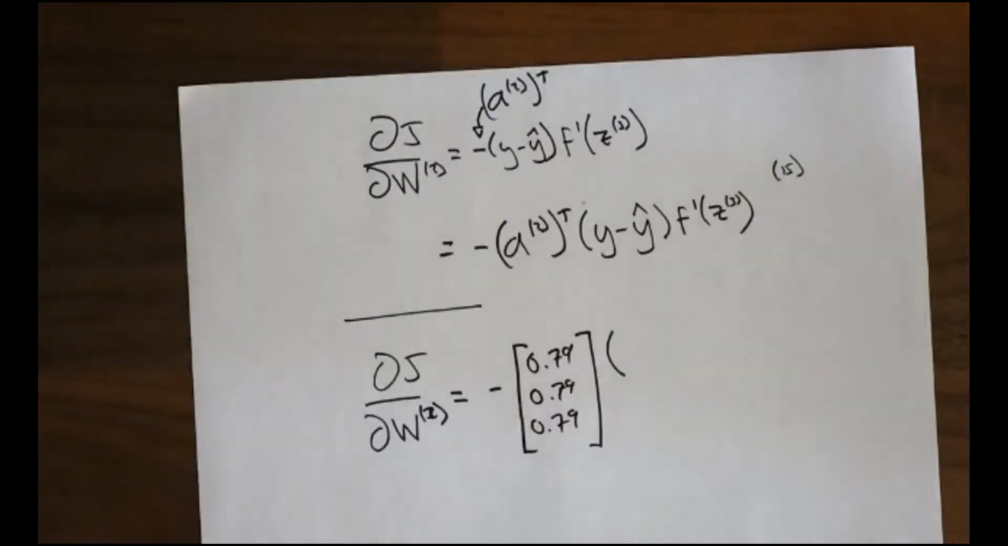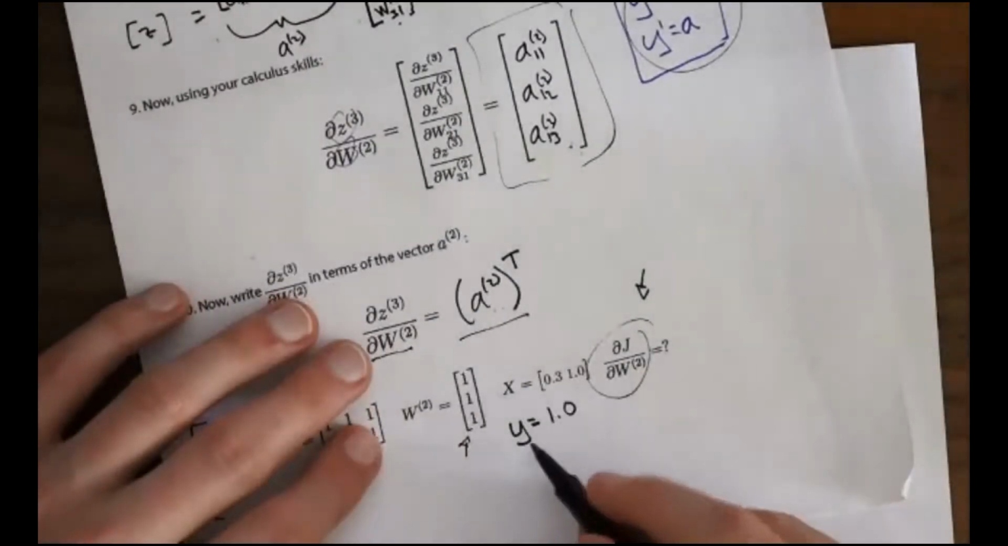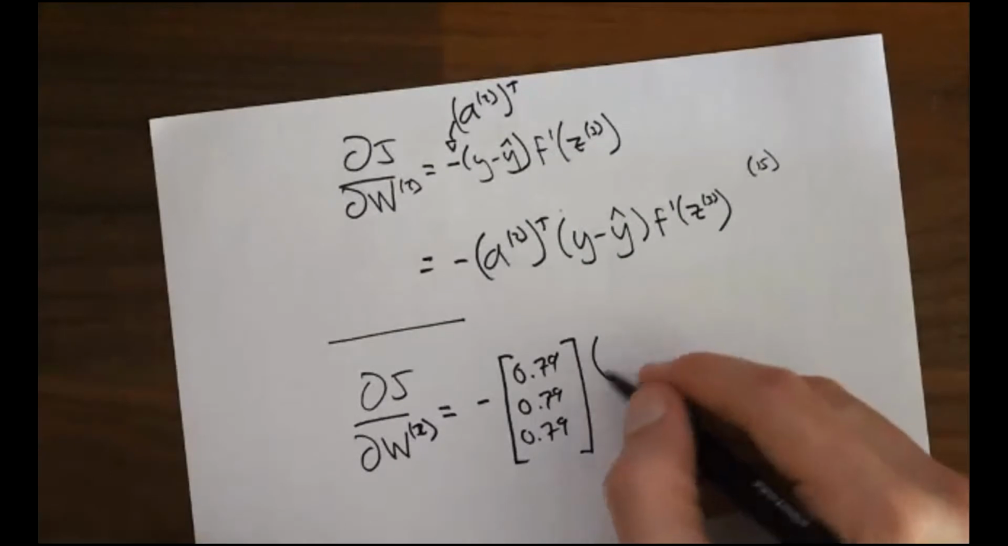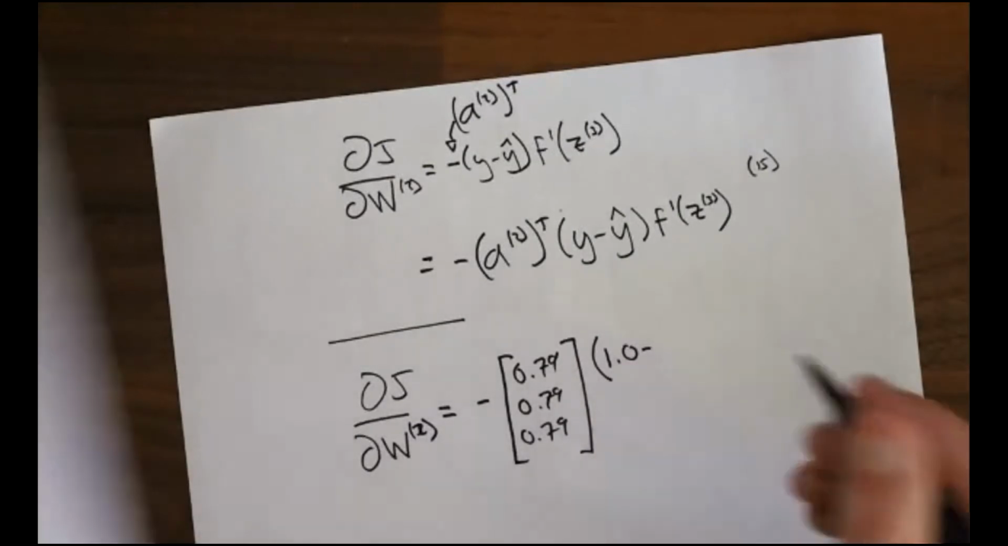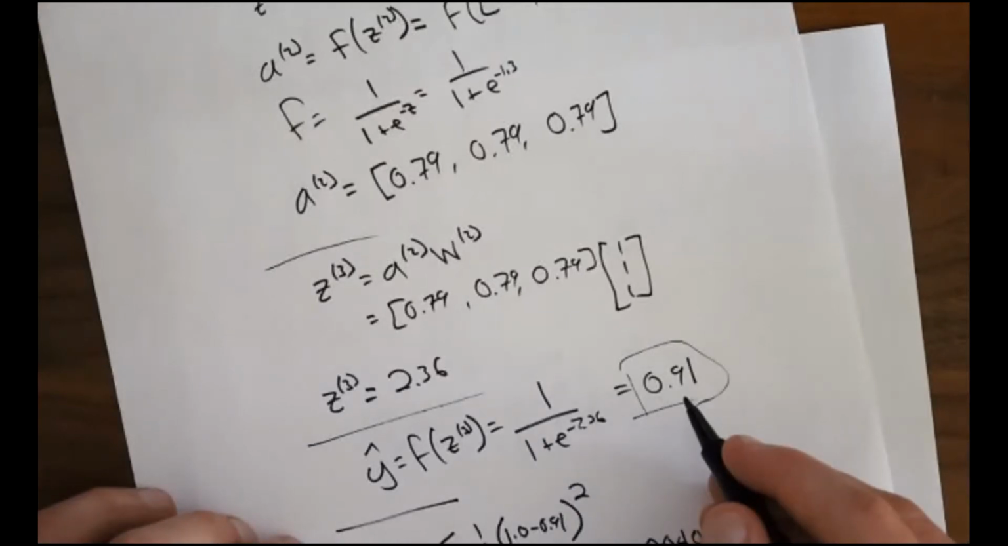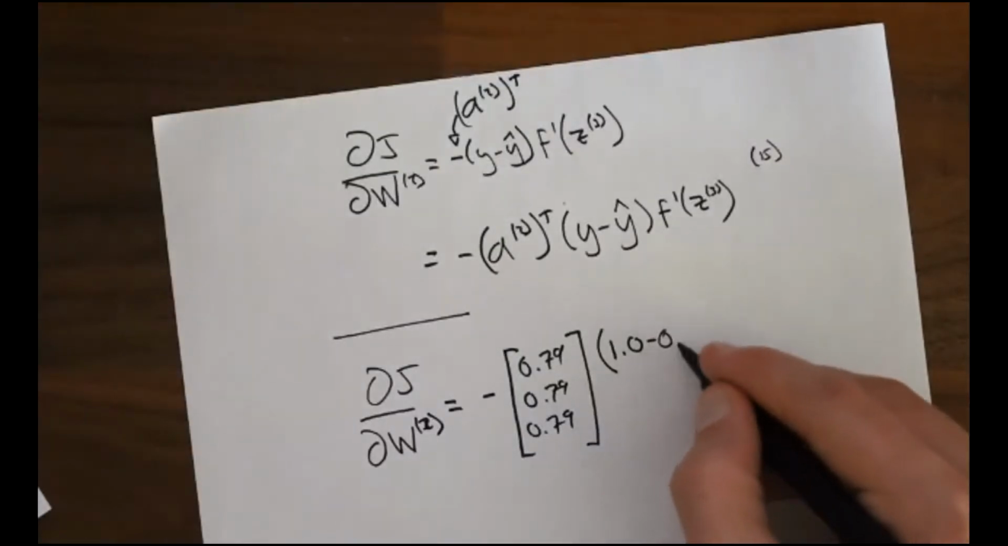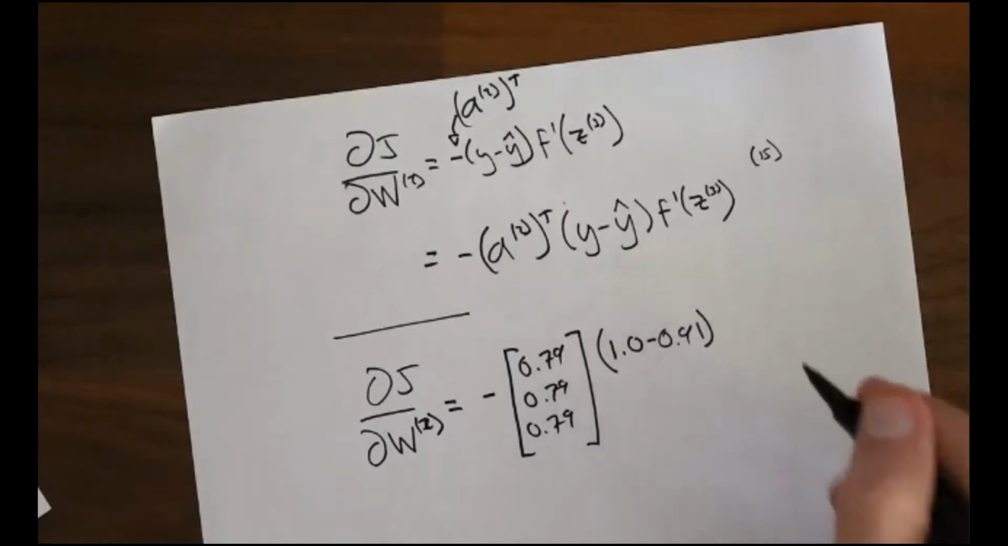So we're going to say, if this was on a quiz, we'd give you a y value. Here we said y equals 1.0. So I'm going to plug that in here. And then y hat, we computed that earlier, and we got 0.91. There it is, 0.91. And then f prime of z3.